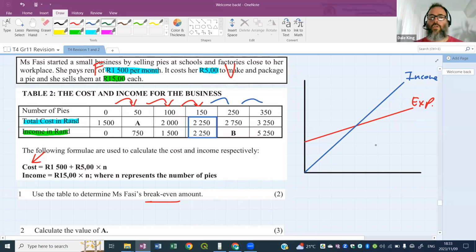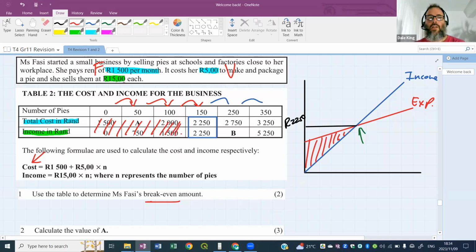And where these two cross each other over here is the break-even point. Sometimes I'll ask you on a graph to point it out, and sometimes I'll do it in a table. You can read off a rand value: we read off the table 2250, the business will break even. Below this, you can see the red line is above the blue line. So left of the break-even point on the graph is this side here, and on the table is this side here.